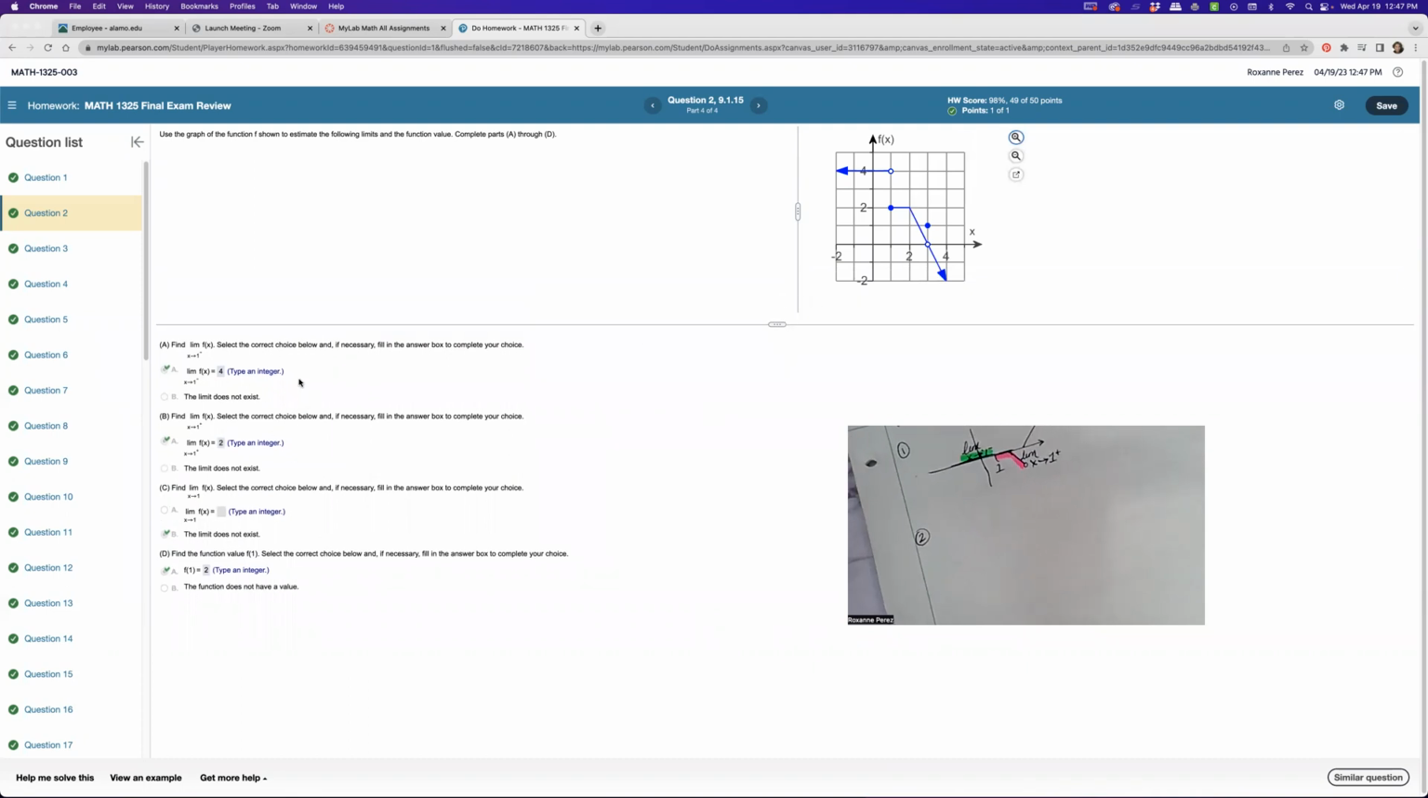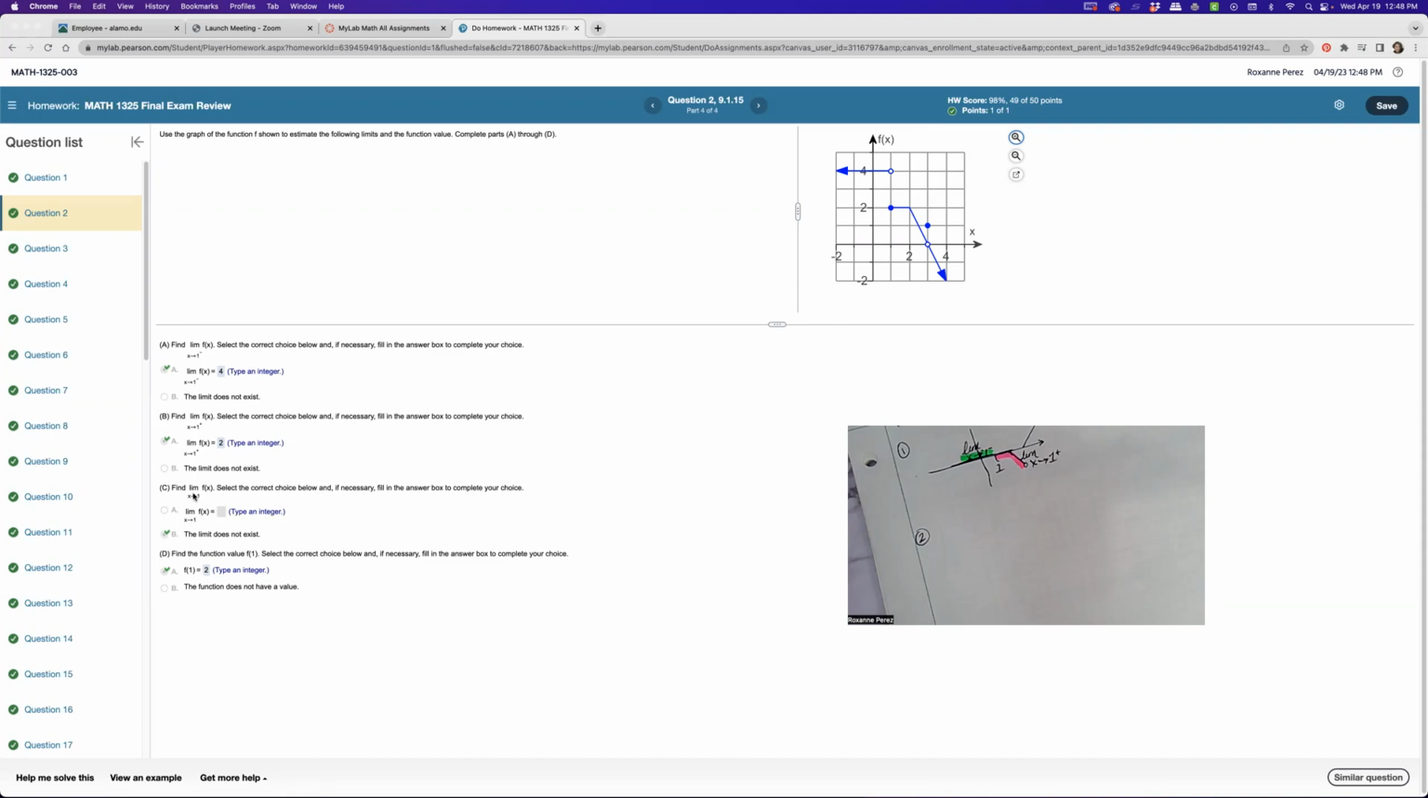Part A, for this function, what is the limit as x approaches 1 from the negative side? So again, we're going to follow the function from the negative side as it approaches 1. The value here is approaching a value of y equals 4. So that's what we're going to input here. All right, part B, the limit as x approaches 1 from the positive side. So we're following the function as x approaches 1 from the positive side, and here the y value equals 2.